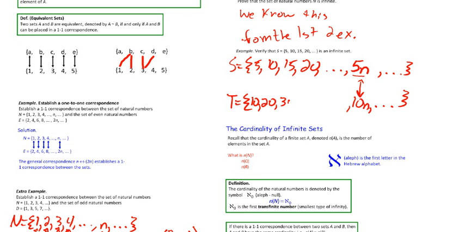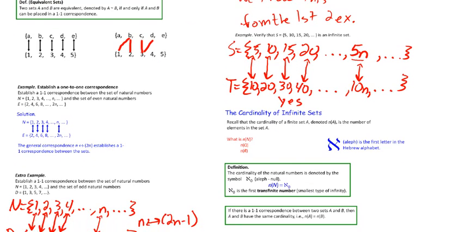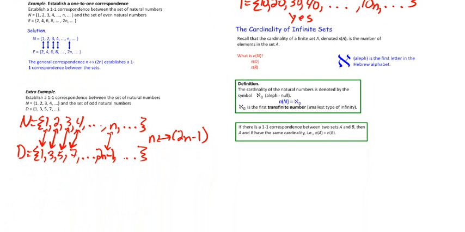10 times 3, 30, 10 times 4, 40. So this is what shows my one-to-one correspondence for here. Since I showed that it has one-to-one correspondence with its own subset, this is going to be an infinite set. So one type of infinite set, to find them, you'd find the cardinality.